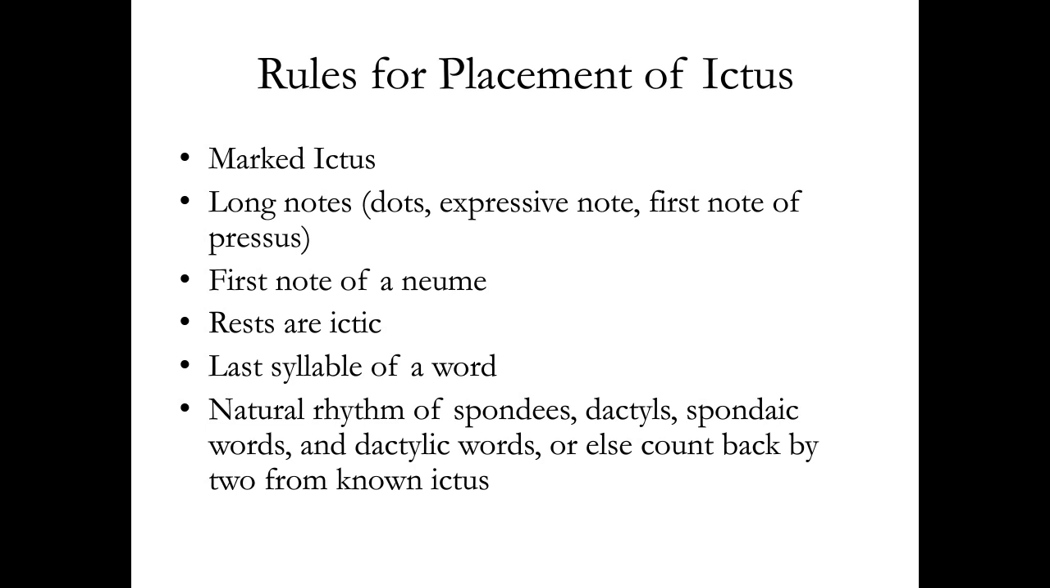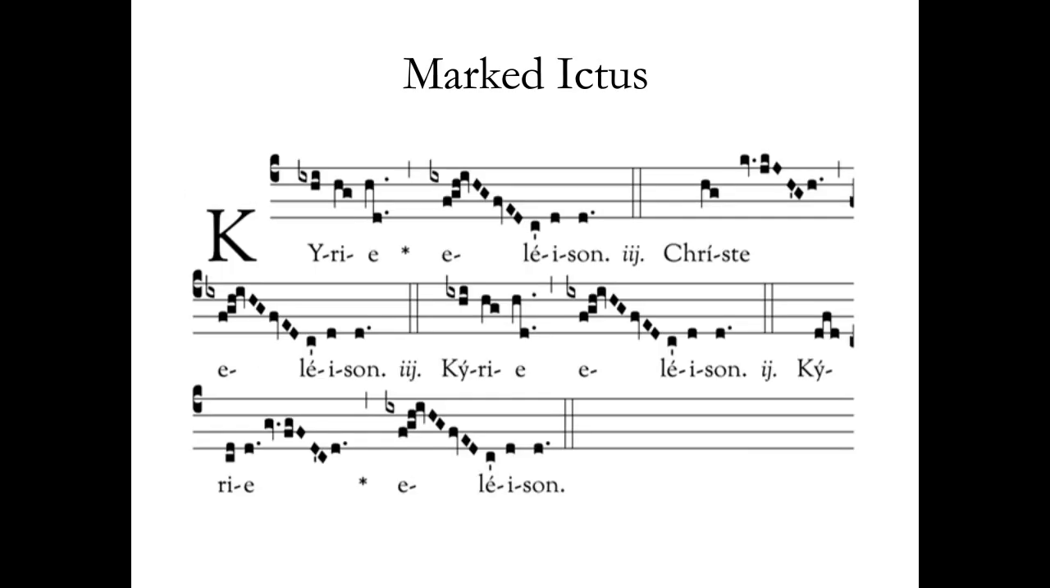So for example, the very first thing I have to look at is where are the marked ictuses? On this Kyrie, you notice that le of eleison has an ictus. And if you notice when we were singing it before, every time eleison comes in, it's exactly the same music. So you see that marked ictus four times here in the score.